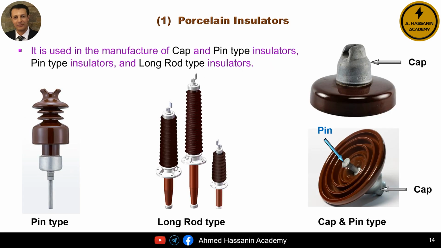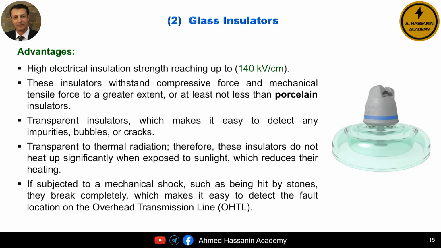As mentioned earlier, porcelain insulators are used in the form of cap and pin insulators, long rod insulators, and pin-type insulators. The second type of insulators is the glass insulators. Among the most important advantages of glass insulators are the following. They possess a high dielectric strength or electric field intensity that can reach up to 140 kilovolts per centimeter.